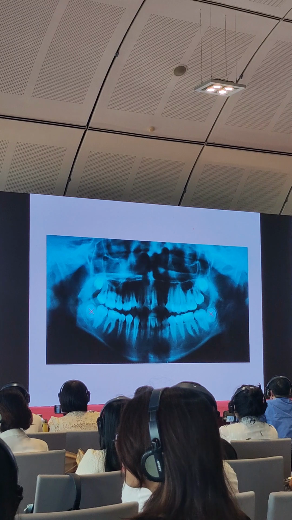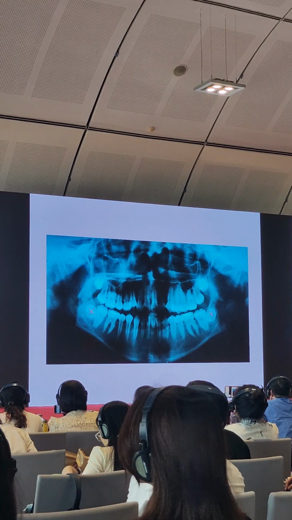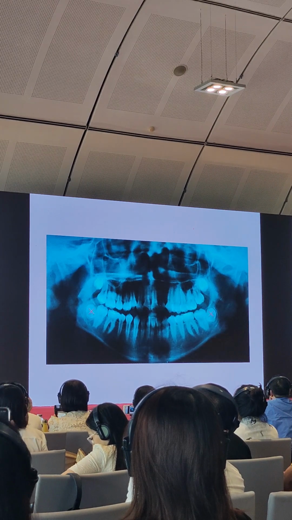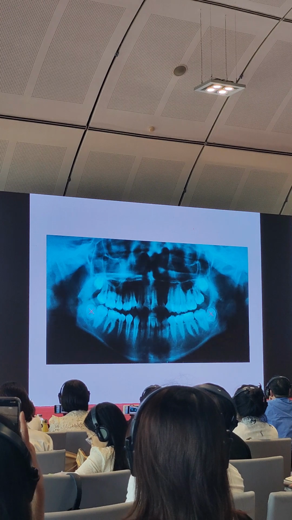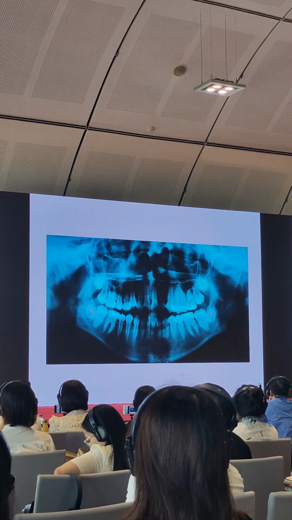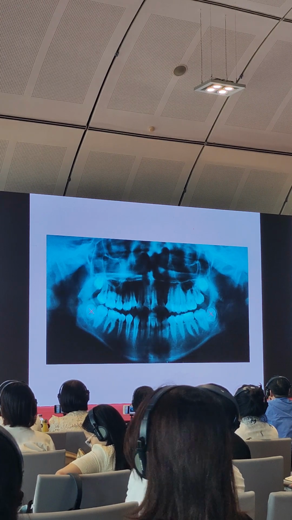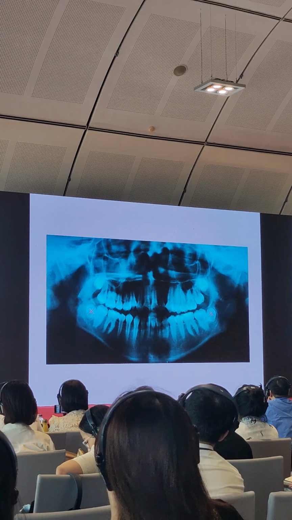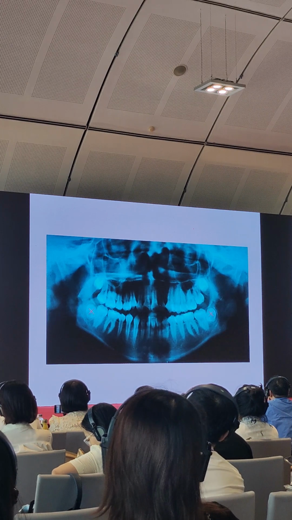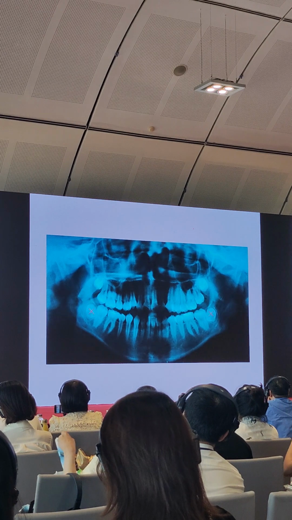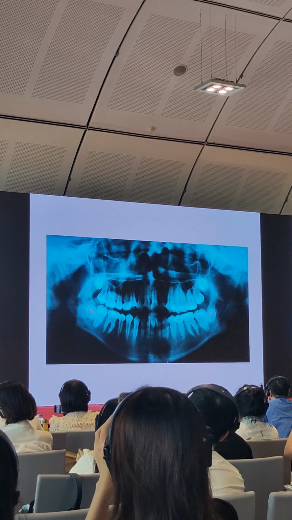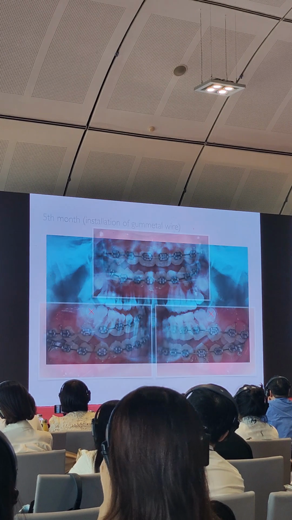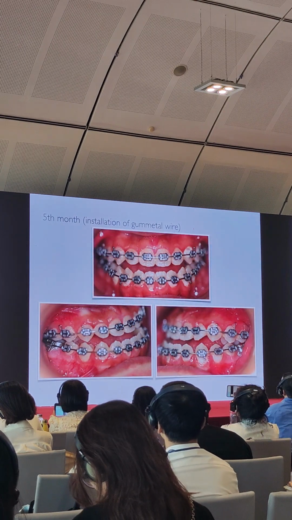So this is the panoramic. We requested the third molars to be removed on the lower. For the upper, the surgeon decided to wait for the third molar because the surgeon said it's a little bit too high. They wanted it to go down a little bit before they removed it. But for the lower, they removed it. So we did the level alignment, and then we installed the gum metal wire.